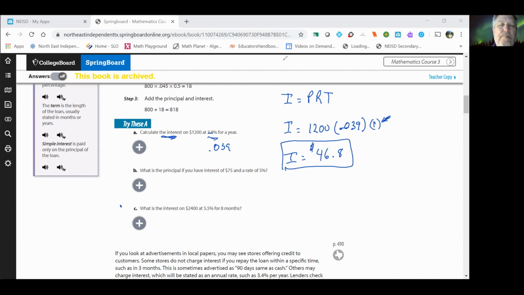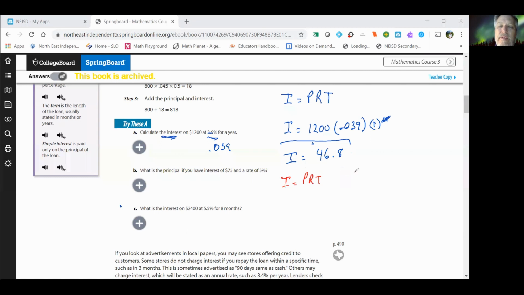It says, what is the principal if you have an interest of $75 and a rate of 5%? Again, this assumes a 1 year thing. So what we have to do is go ahead and write down the formula. I is equal to PRT. And as with any other formula, we can solve for anything here, the interest, the principal, the rate, or the term, if we have the rest of it.